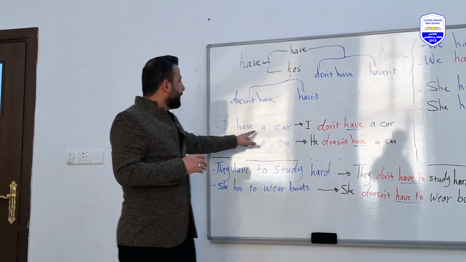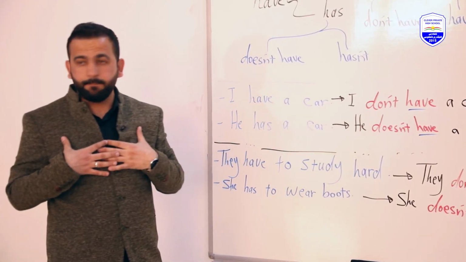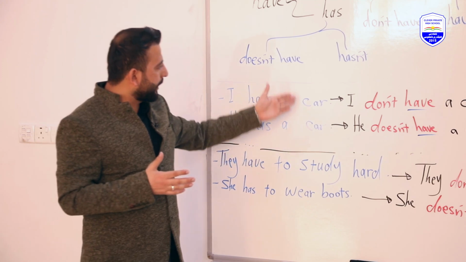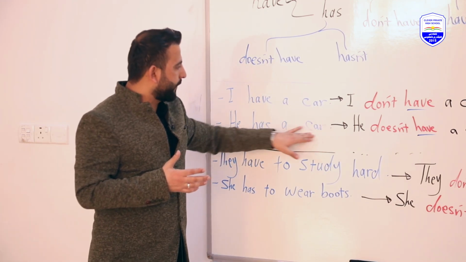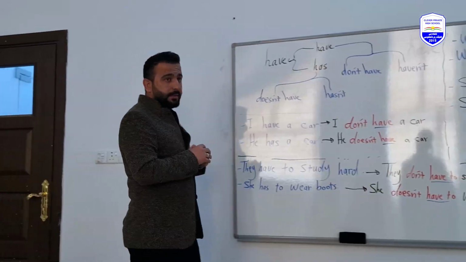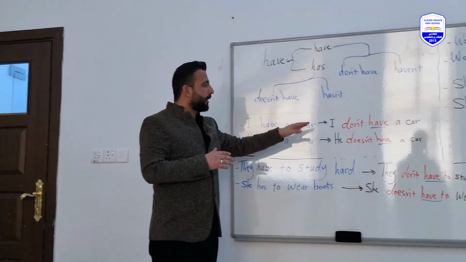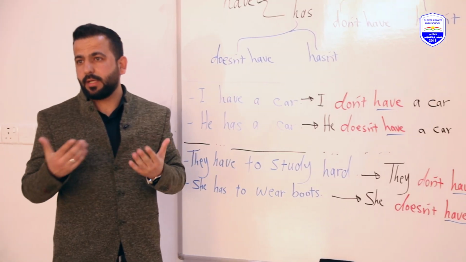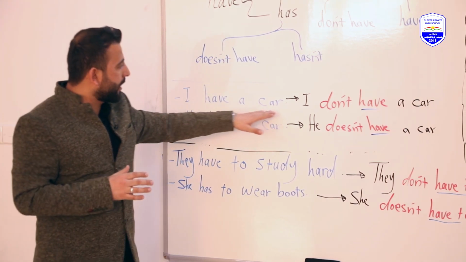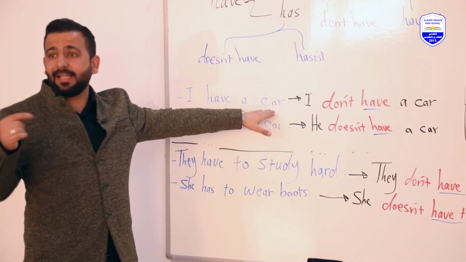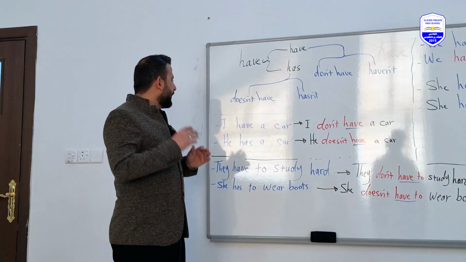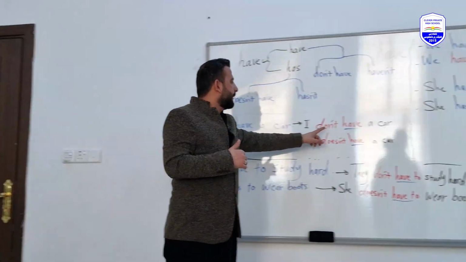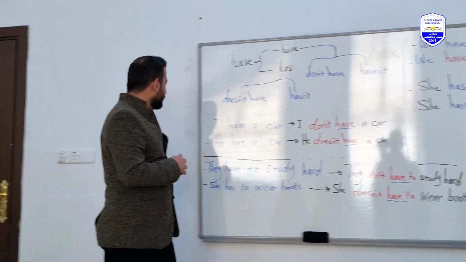For example, I have a car, I say I don't have a car. And why? Because I don't have the third form of the verb in the sentence. So I have a car, I don't have a car. I have a mobile, I don't have a mobile. So whenever you have a noun or anything else except the third form of the verb, that means we cannot say haven't, we have to say don't have.